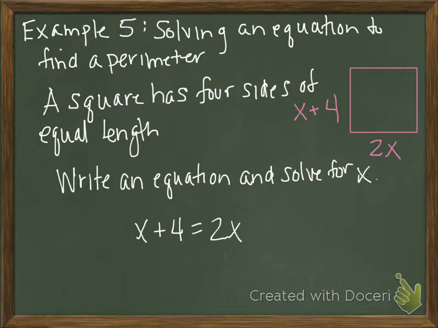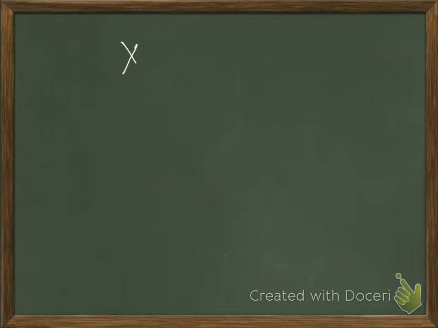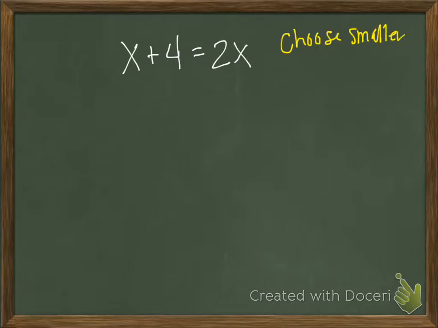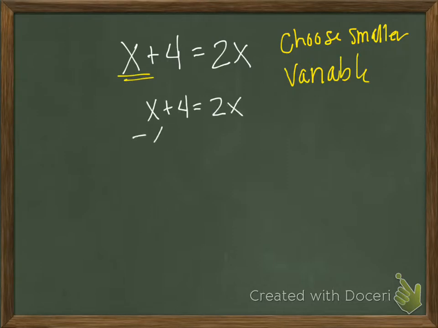So we're writing an equation and we're going to solve for x. So I set x plus 4 equal to 2x. So again, we're going to choose the smaller variable to subtract so that we end up with a positive. So I subtract an x from both sides and I'm left with 4 equals x.